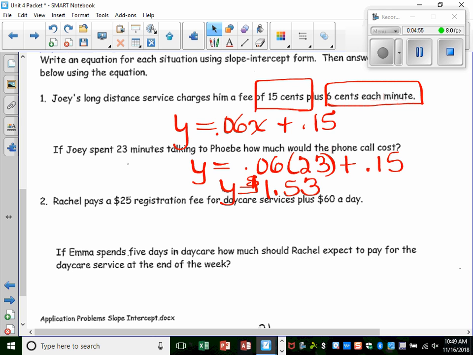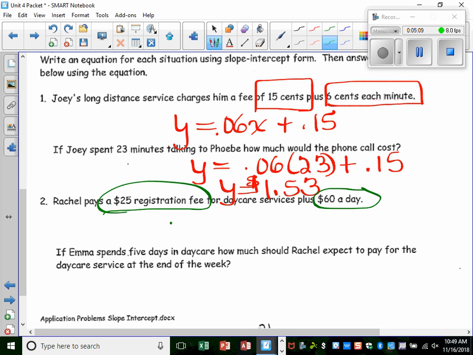All right, Rachel pays a $25 registration fee, that's a fee for daycare services, plus $60 a day. Who can help me write this equation? We have a $25 registration fee and $60 per day. Yes, y is equal to 60x plus 25. Very good. Your constant is the 25. Your rate of change is the 60, depending on how many days. So now it says, if Emma spends 5 days in daycare, how much should Rachel expect to pay for the daycare service at the end of the week?